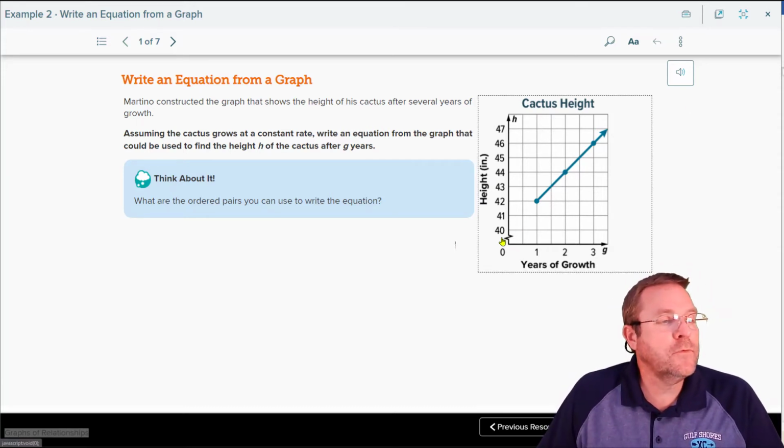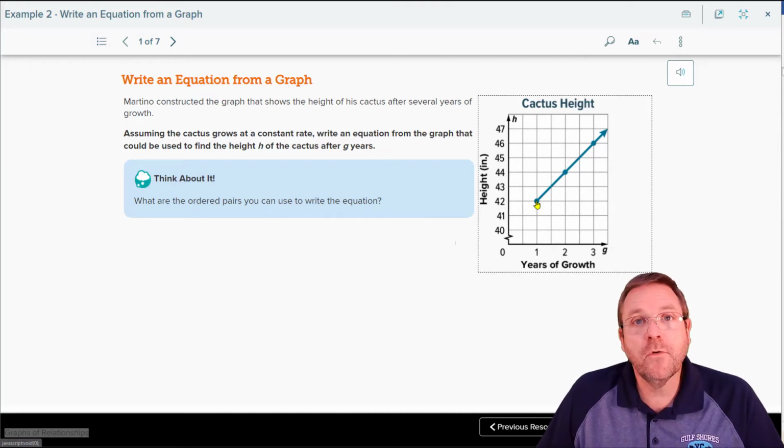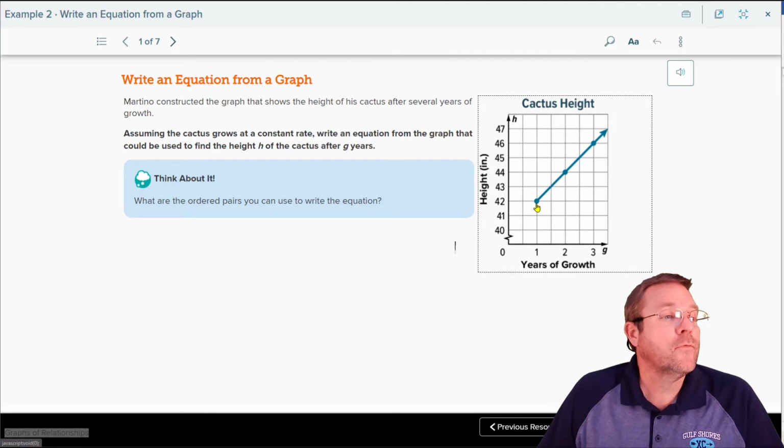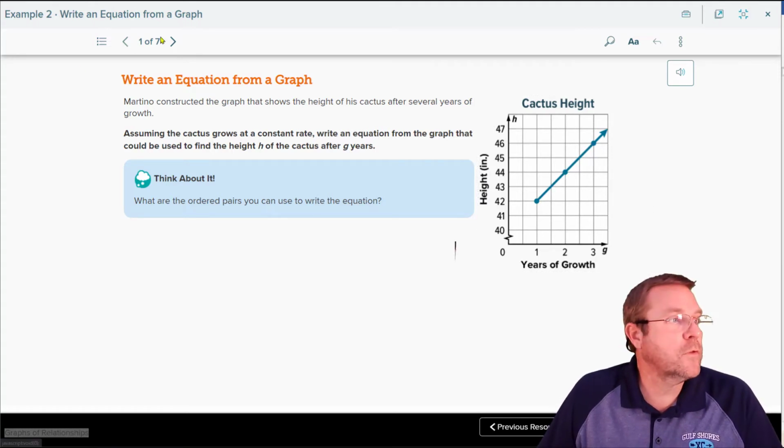And you can see, for starters, they gave us a broken bar graph here because they started off at year 1 with their information, and the cactus was already 42 inches tall at that point, which is a pretty darn tall cactus. From there, they went continuing up for each year: 2 years was 44 inches, and 3 years, well, that's going to be 46 inches.